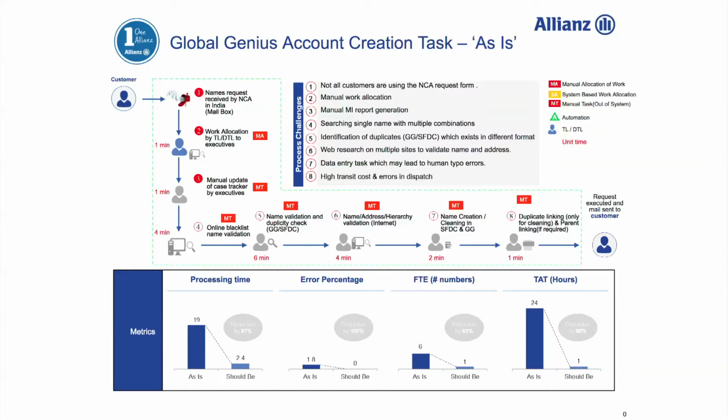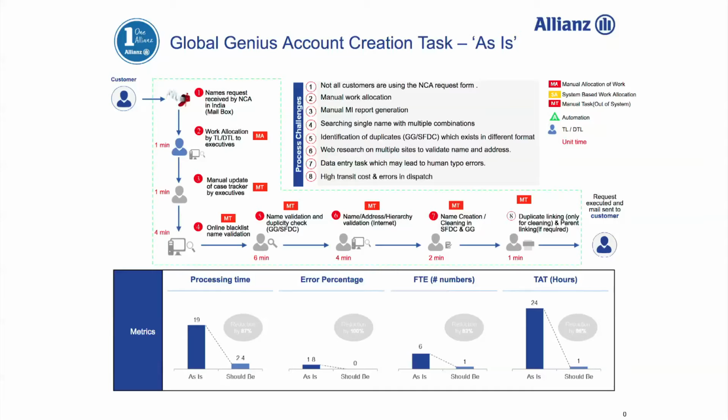starting actual processing. Step 4 is a name validation process to screen and flag blacklisted companies. Step 5 is for legal name, address and location validation using Google and other relevant company registers. Also search for duplicate names in Global Genius and Salesforce systems. Step 6. Hierarchy of the name is defined and mapped by identifying the parent-child relationship.